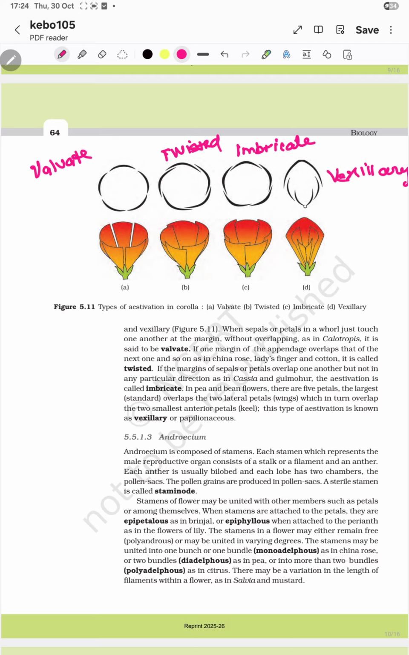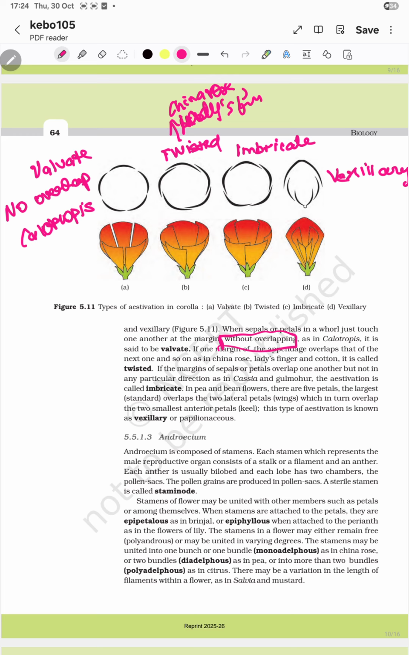Valvate estivation means none of the petals overlap, no overlapping, in simple words. For example, we have calotropis. Twisted estivation means they overlap one another but in a directionless fashion. You can see here, there is no direction in which they are overlapping. It's like random overlapping. For example, this is seen in china rose, lady's finger, and cotton. China rose is another name for hibiscus. So if you can't remember hibiscus, china rose is hibiscus.